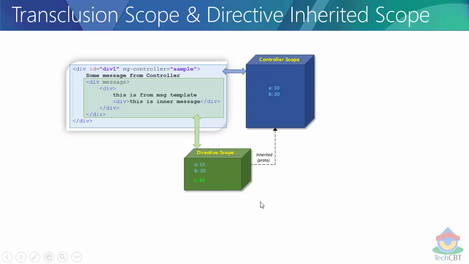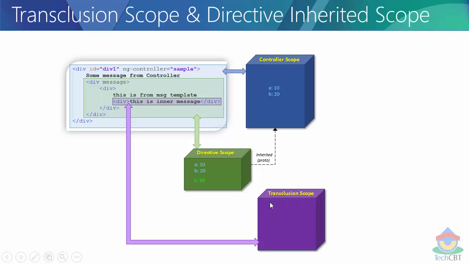Those members are available only for this directive scope, but they are not accessible inside any of the parent. Okay, now again, our transclusion scope. There is no difference from how this transclusion scope is derived. It still is derived from the parent of the directive, that is nothing but the controller scope. Still it is inherited from this guy, and we are going to see A and B members made available because it is inherited in this fashion.